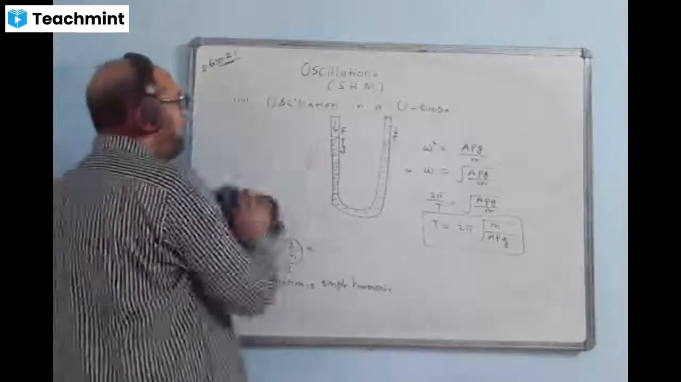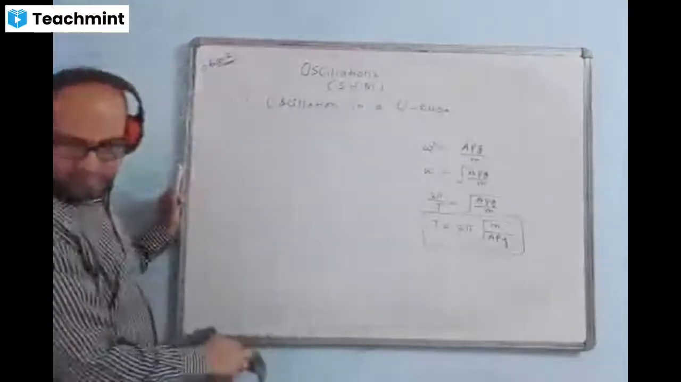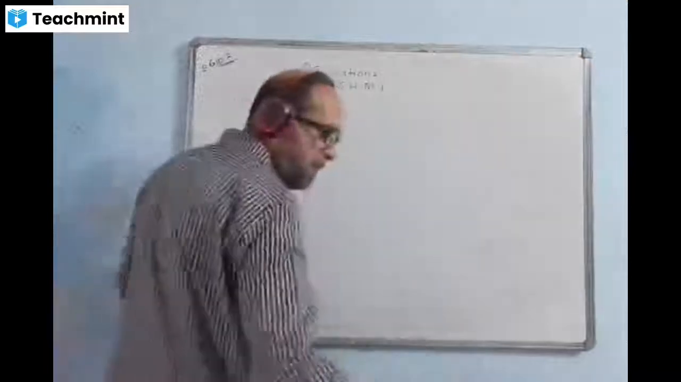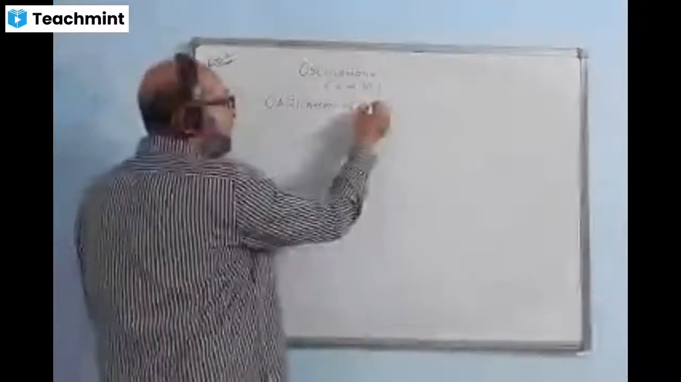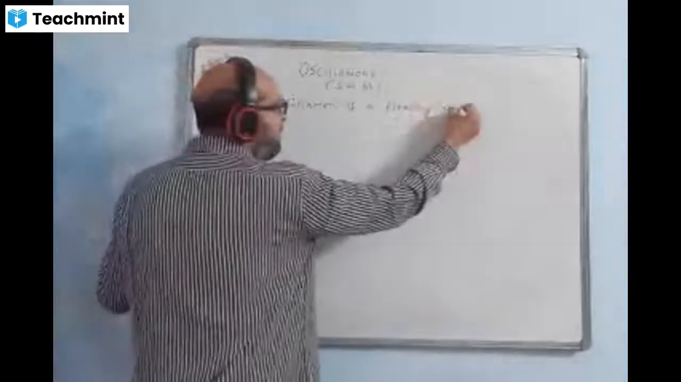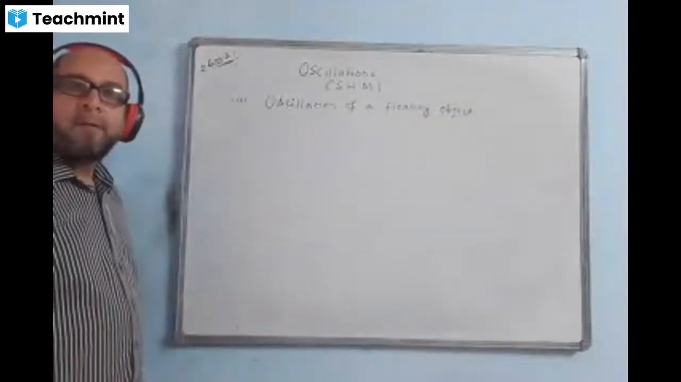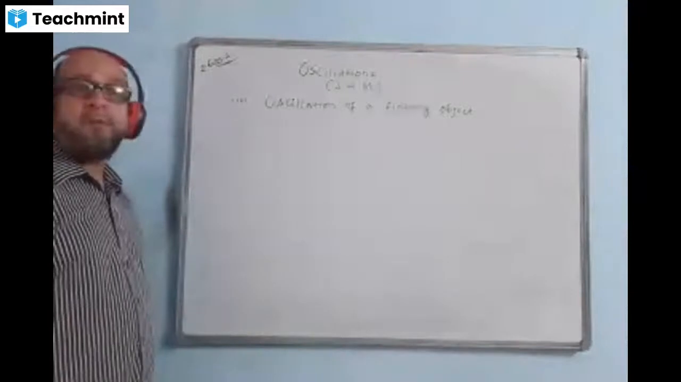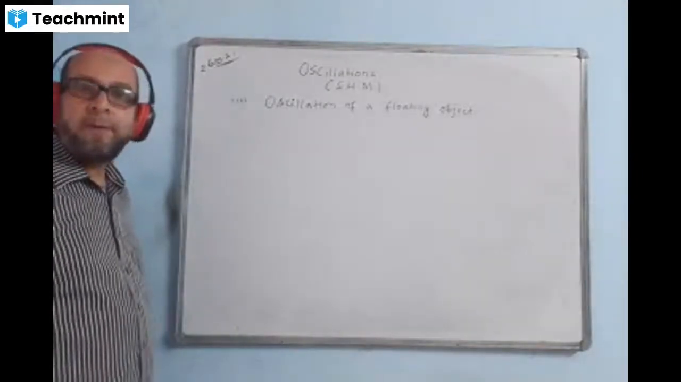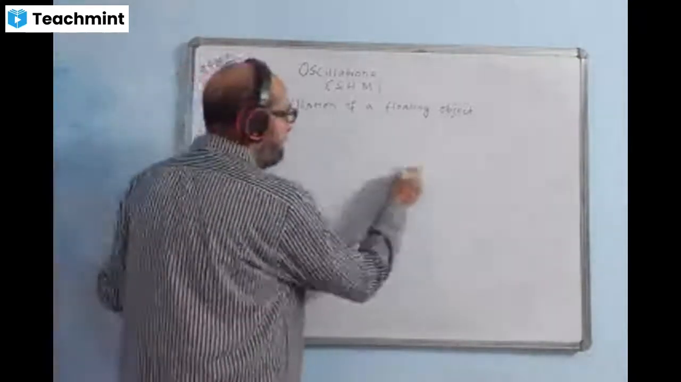Okay. Now give the next heading: Oscillation of a floating object. This is a way to show that the oscillation of a floating object is also simple harmonic, and we will find its time period. For this, what we do, we take some object.